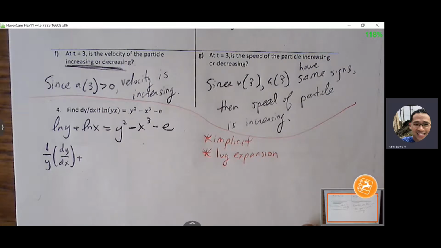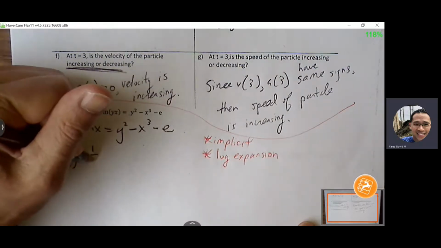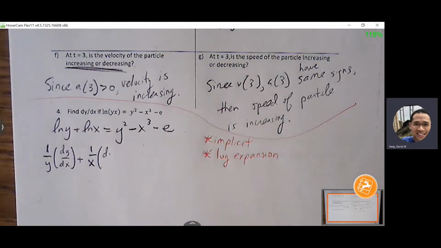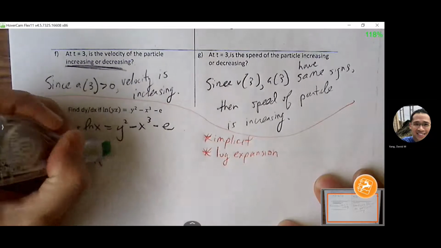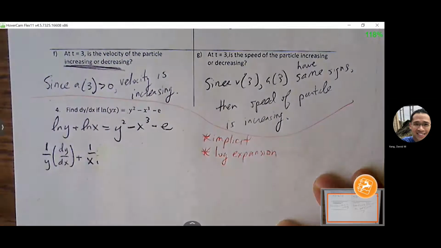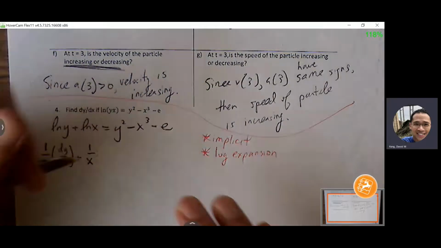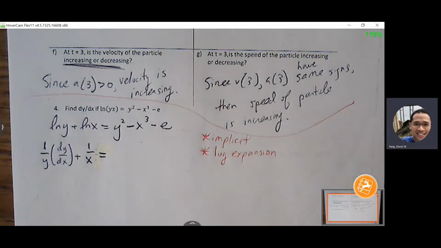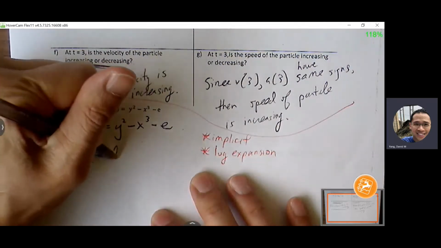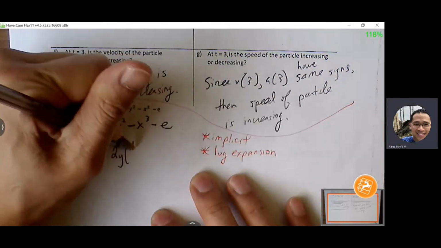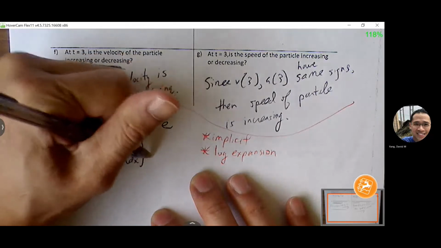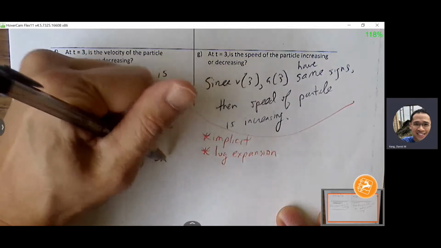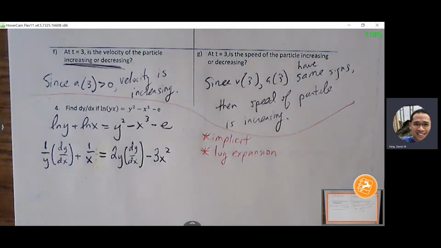Natural log of x becomes 1 over x. Sorry, just 1 over x, right? There's no dy dx for the x term. Equals y squared. What does that become? 2y, dy dx. X cubed becomes 3x squared. What about e?